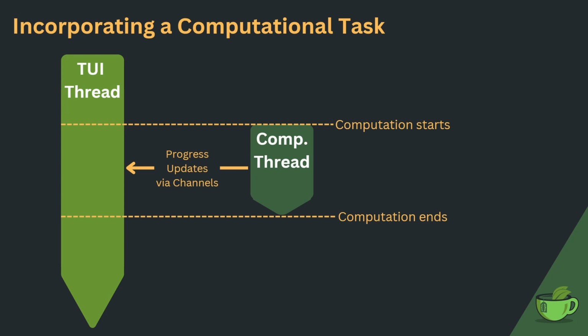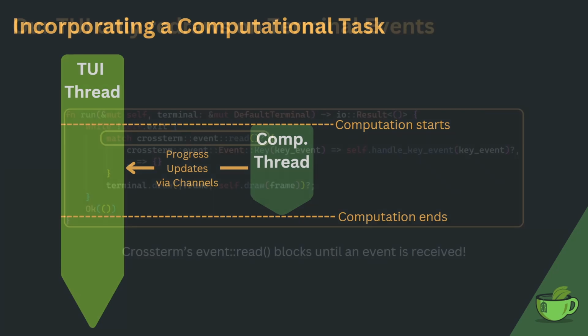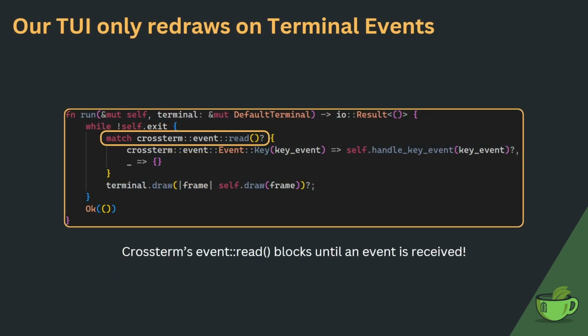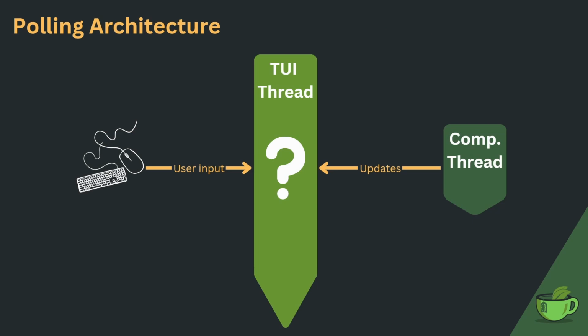While this approach decouples computation from the interface, we still haven't solved the following problem. As our code currently is, the TUI only re-renders when an input event is registered, meaning progress updates from the computation thread won't immediately trigger a re-render. This challenge brings us to the next critical step: designing a solution that ensures smooth and timely updates for our TUI. So the key challenge is handling input events and progress update events at the same time. Let's take a moment to explore two common solutions to this problem, each with its own strengths and trade-offs.